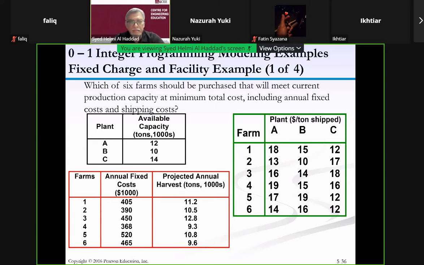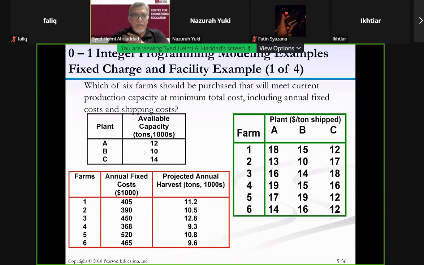X1A plus X1B plus X1C will be what? Less than or greater than? This is minimization. Should be less than or equal to 11.2. Okay, and then the second one is X2A, X2B, X2C less than or equal to 10.5, and so on until X6A, X6B, and X6C should be greater than or equal to 6.9. Okay, that is for the annual projection.